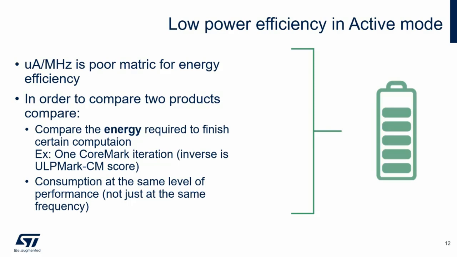So the ULPMark-CM is the inverse of the energy required per one CoreMark iteration. The inverse is taken just because we intuitively expect that the higher value expresses better performance. To compare two products, we should always make sure that we compare at the same level of performance and not just at the same frequency.